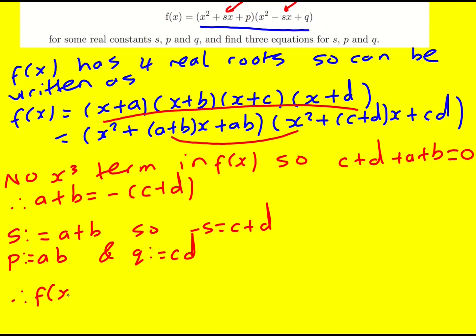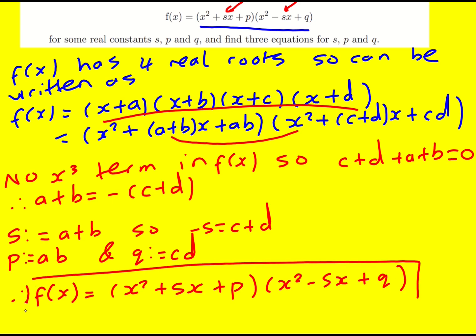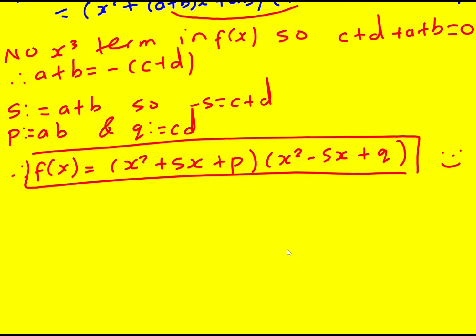Therefore, f of x equals x squared plus sx, where I've just replaced a plus b by s, plus p, which I know is ab, but we're ignoring that now. And then x squared minus sx, because that's my c plus d, which we've said is minus s, plus q. And we have shown the result.